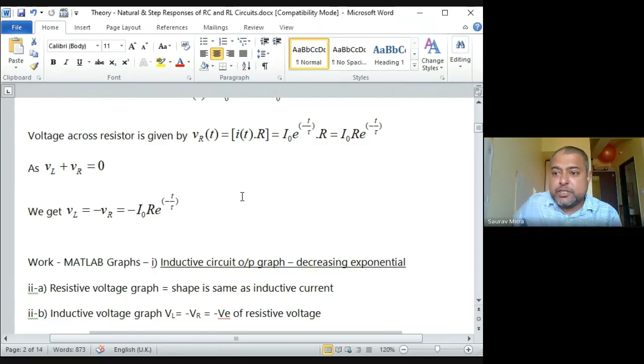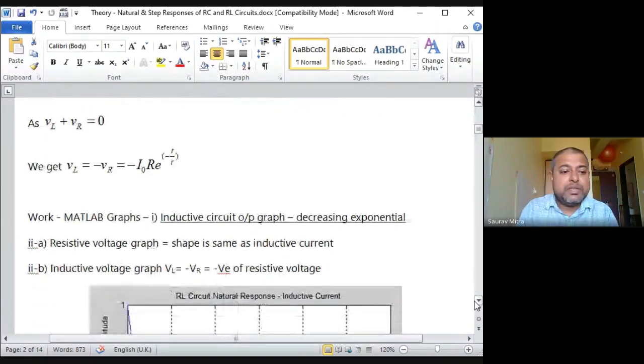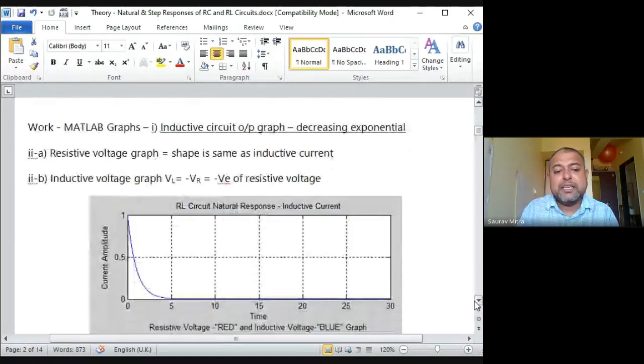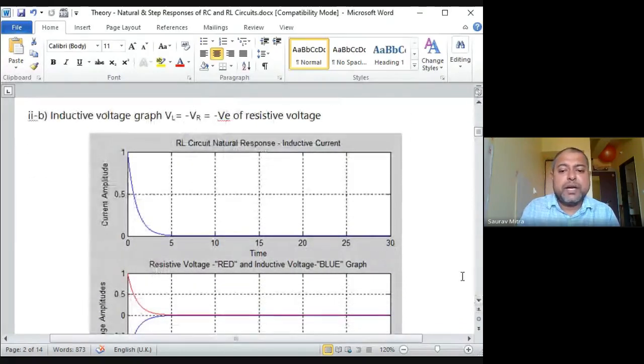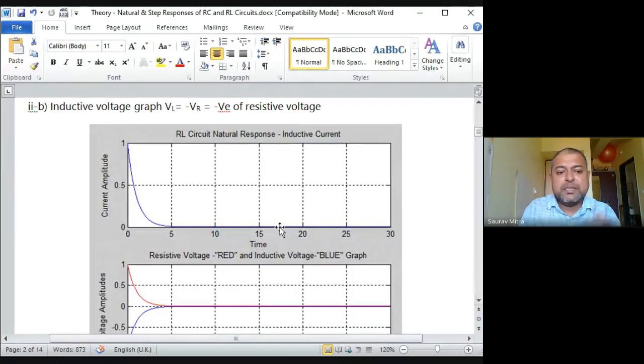So as soon as there is a natural response, we will find that the resistance voltage will keep on being positive, and the inductance voltage will keep on being negative. So the resistance voltage and the inductance voltage are reverse of each other. So this is what you will be finding. All these graphs we will generate in Matlab.